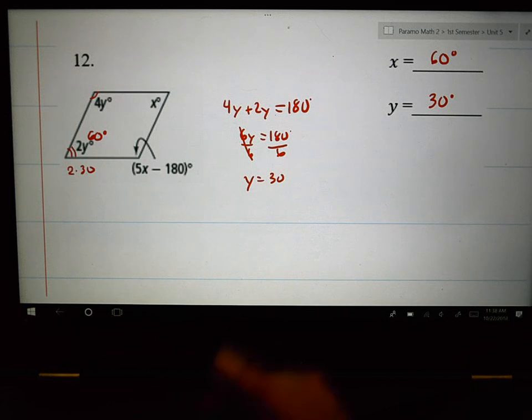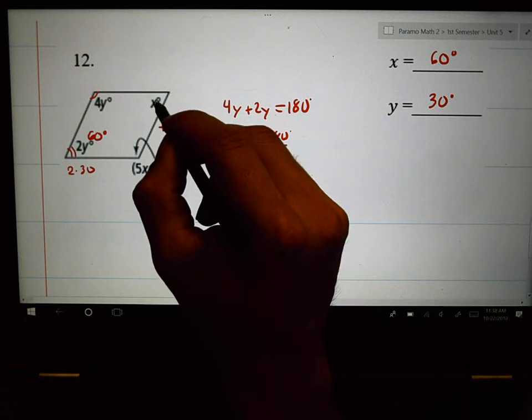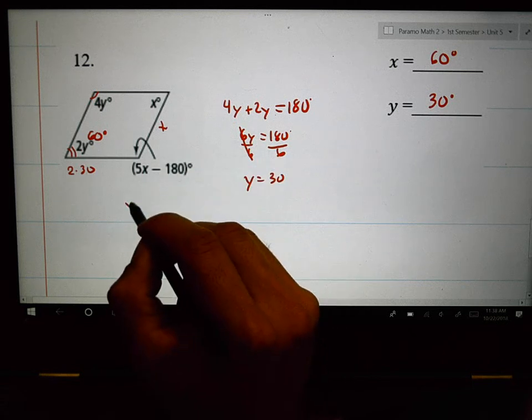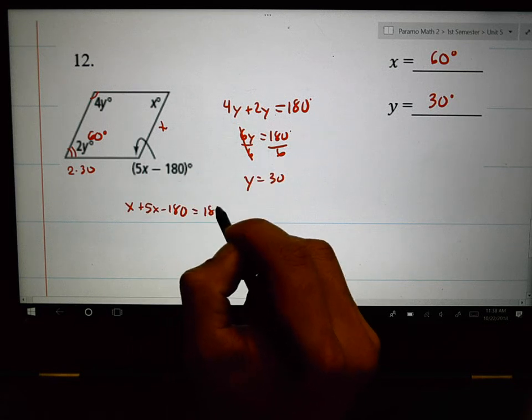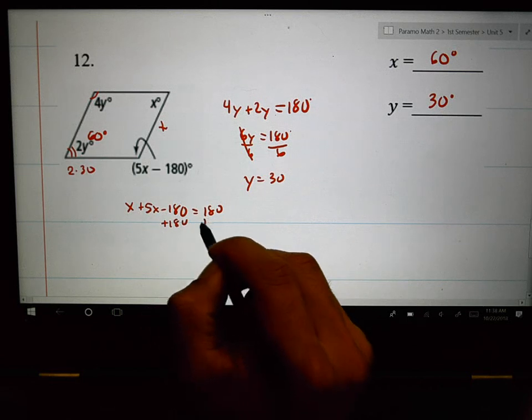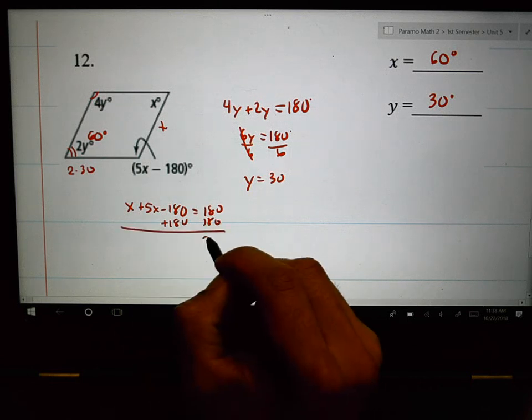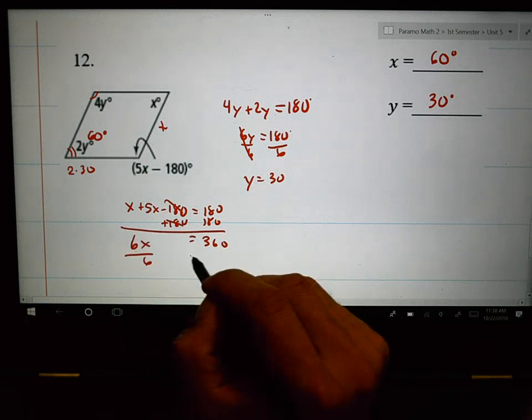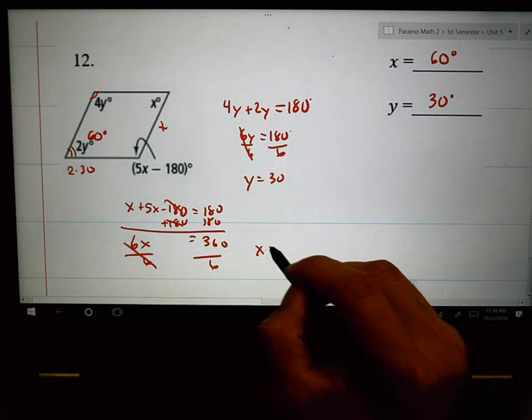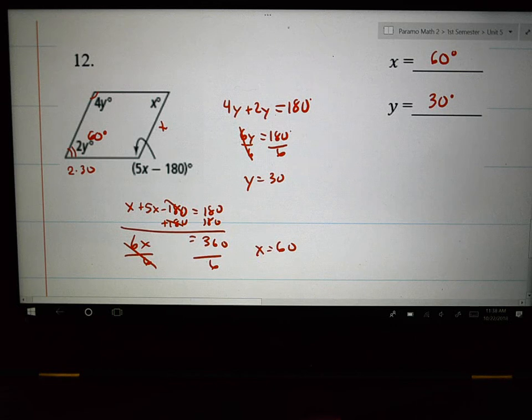If you wanted to, though, you could do this plus this equals 180. x plus 5x minus 180 should equal 180. And you could do that problem, and you would get the same answer, by the way. I'm just going to show you this for good measure. If I divide it by that, x would be 60 that way as well, just so you know. I'm going to stop your notes right there.